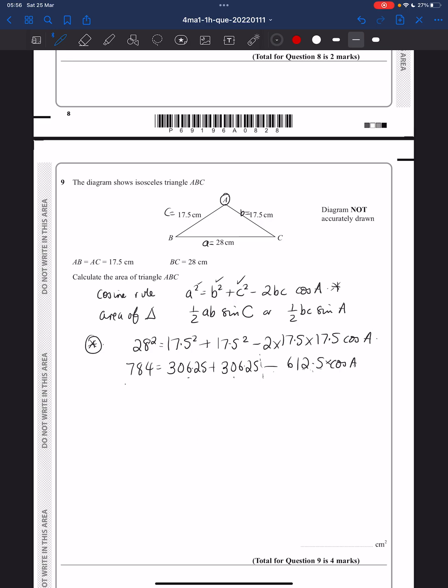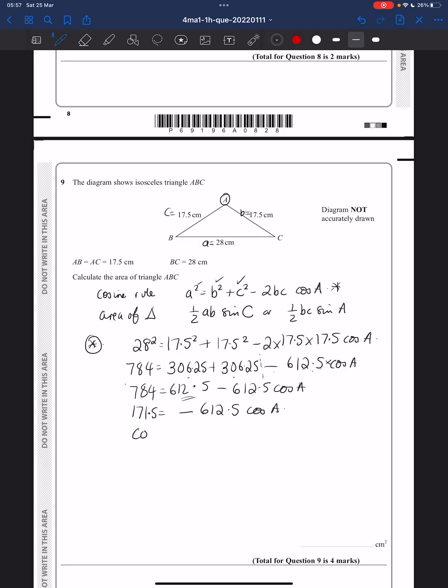Right, so what I'm going to do now is just write it out again. So this is 0.5, 612.5 minus 612.5 cos A. So I'll subtract 612.5 from each side for this one. 784 minus 612.5. Gosh, lost it. 784 minus 612.5 is 171.5, which is minus 612.5 cos A.